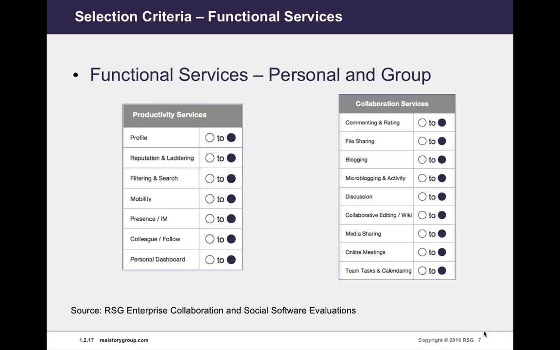So from a personal productivity perspective, you have things like profile services, filtering and search, and potentially things like a personal dashboard. And when you get over to the collaboration side of things, that is things that you do in the course of your work as you're working with your colleagues, things that you do with other people, social signals and that sort of thing. You have commenting and rating, you have blogging and discussion services. You find that these services or features are very critical to many of the applications. Same is the case with collaborative editing, team tasks, and calendaring. So this is a set of features.